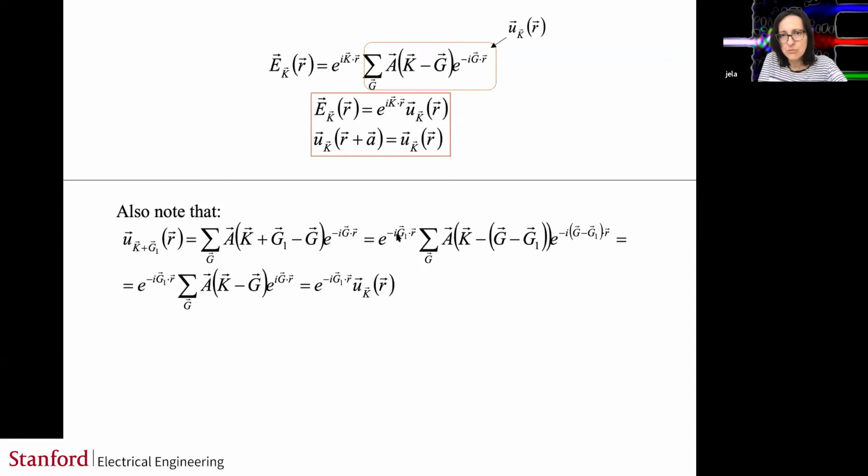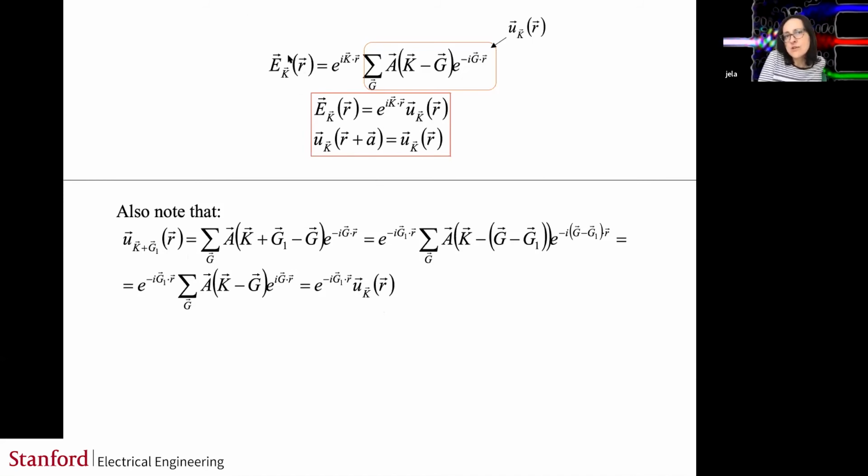Then you can pull out g1 outside of the sum, reorganize everything, then substitute that g minus g1 is another g. This whole thing here is again your u, right? So the whole thing is basically u of k times e to the minus i g1 dot product r, right? So it's very simple math. In 3 steps, you can show that the periodic part of the Bloch mode, or periodic part of the normal mode, at the point k plus g1 is the same as the periodic part at the point k times this plane wave defined for the k vector equal to the reciprocal lattice vector g1.